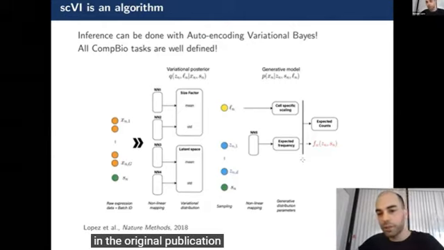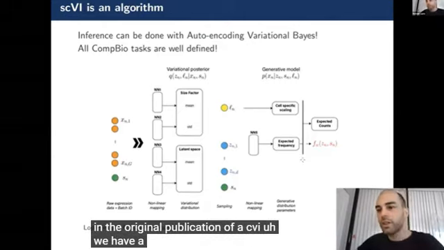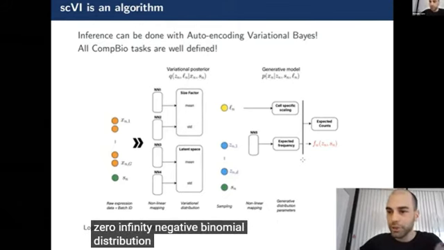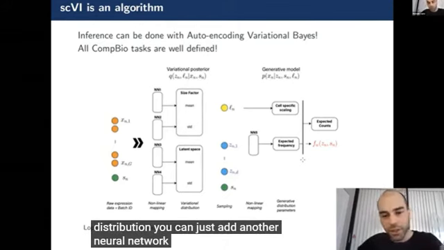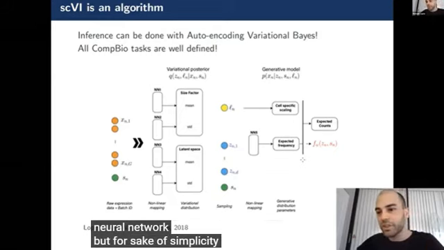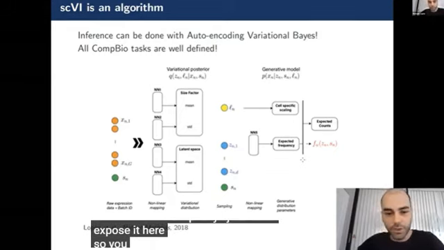In the original publication of SCVI, we have a zero-inflated negative binomial distribution. You can just add another neural network, but for the sake of simplicity, I just didn't expose it here. So you can look at the paper.